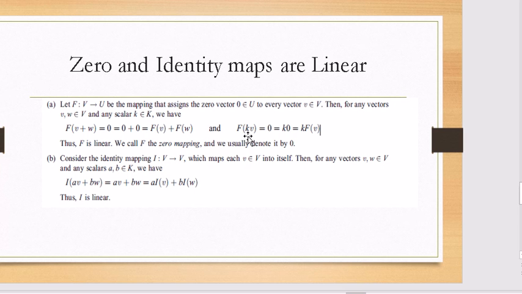Similarly, we will check the second condition. Here in the second condition we see that F of kv is 0. This 0 can be written as k times 0, which is k times F of v. So F is linear, and this F is sometimes denoted by the symbol 0.